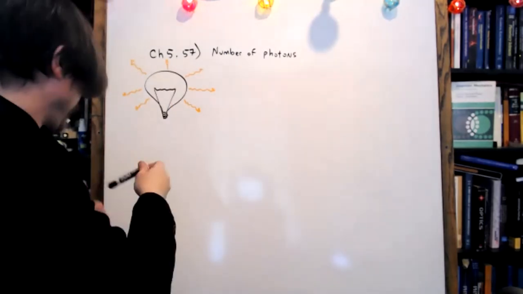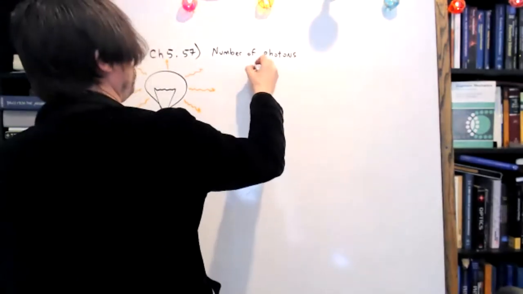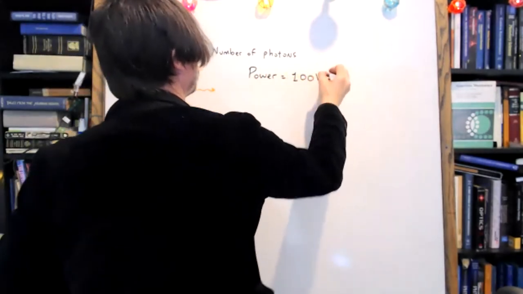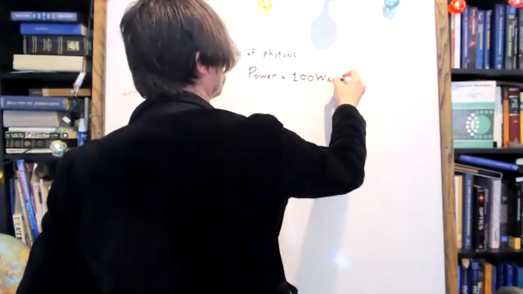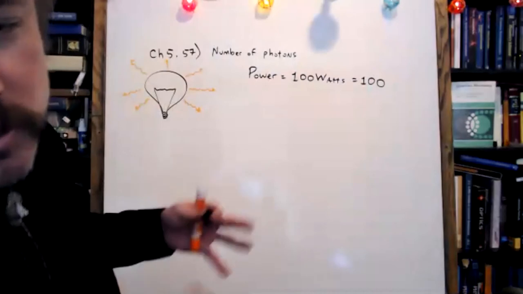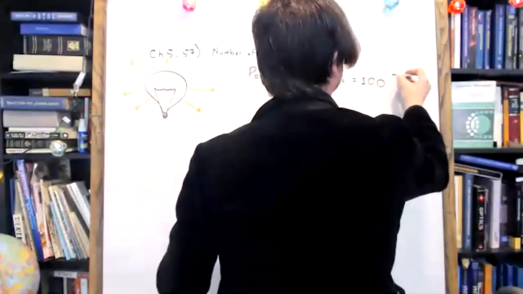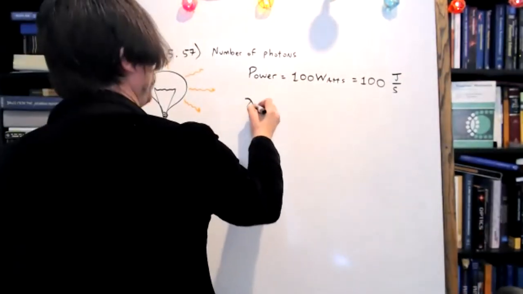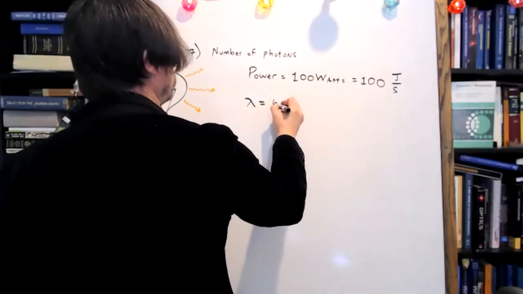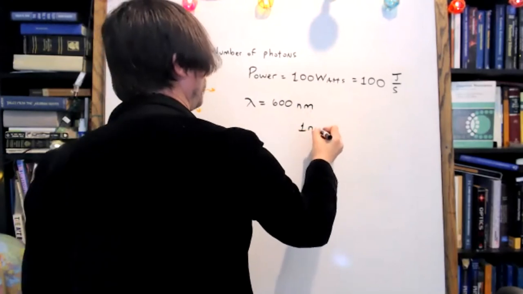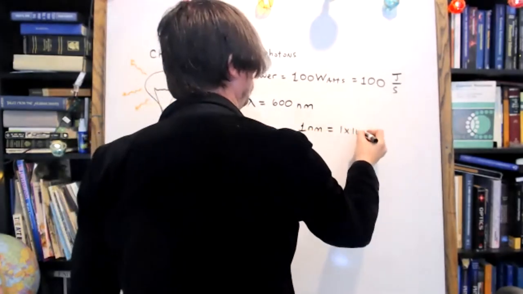So they've given us two things here. They've told us the power of the bulb is 100 watts. And I'd like to remind the class, because we didn't talk too much about power, that 100 watts is the same thing as saying 100 joules per second. You just learned that a few moments ago. And they also gave us the wavelength of the photons, which is 600 nanometers. I'll remind the class that a nanometer is a billionth of a meter.